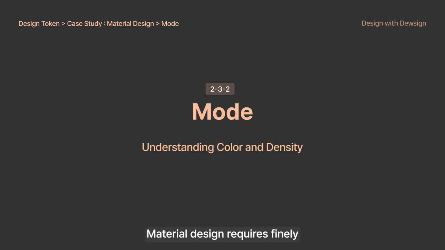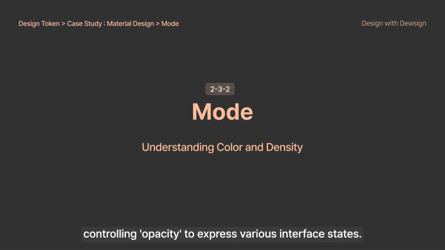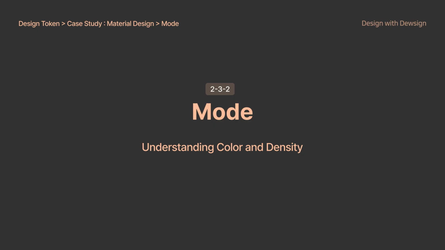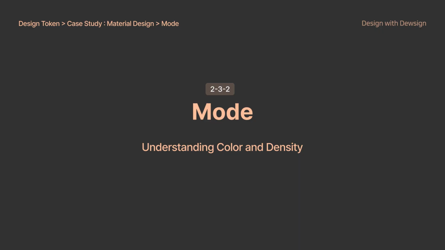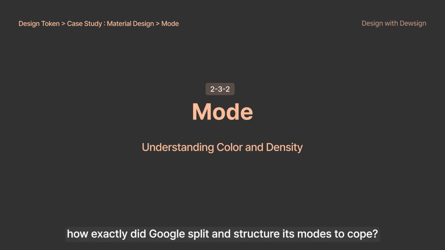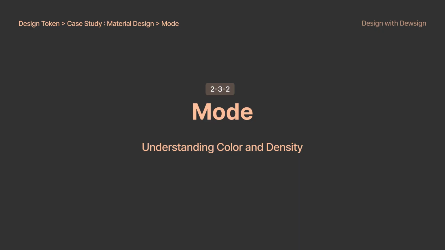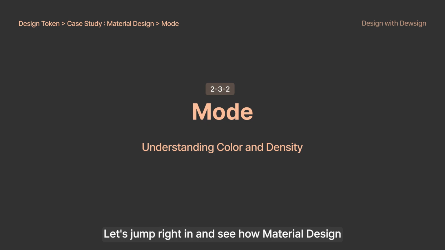Material design requires finely controlling opacity to express various interface states. Given Figma's technical limitations, where it's impossible to bind opacity onto a reference value, how exactly did Google split and structure its modes to cope? Let's jump right in and see how Material Design applies its modes to achieve detailed theme segmentation and handle opacity reflections.